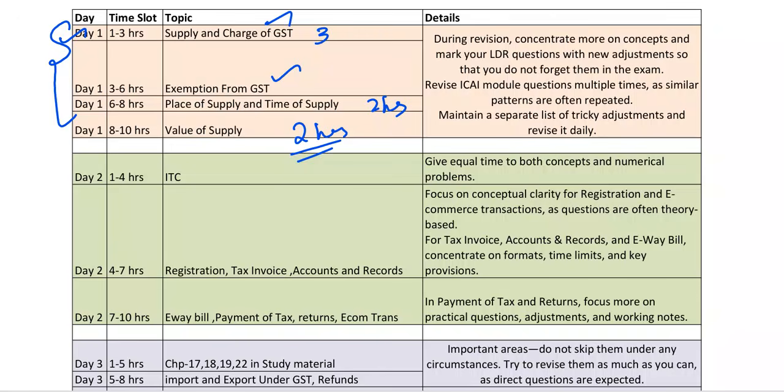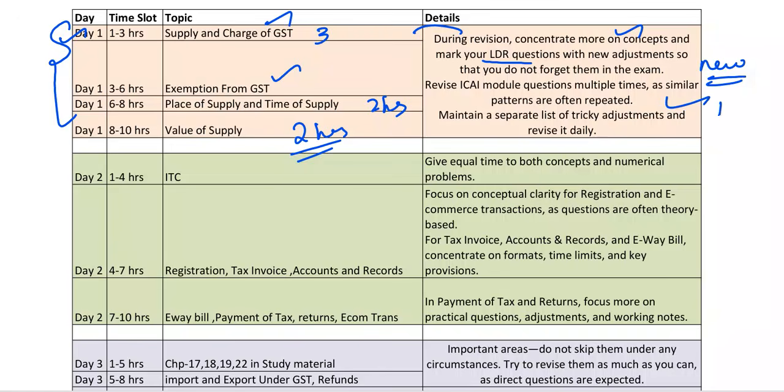If you ask how to revise it, where to concentrate during the revision? Concentrate more on concepts. Do I want you to revise the questions? Yes, definitely revise the questions. Make sure you revise the LDR questions and mark your new adjustments. Just make sure you are marking your new adjustments, and you do not forget them in the exams.